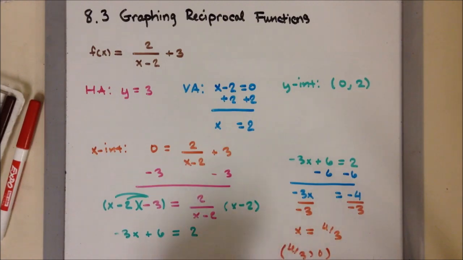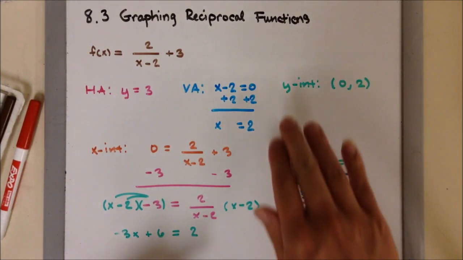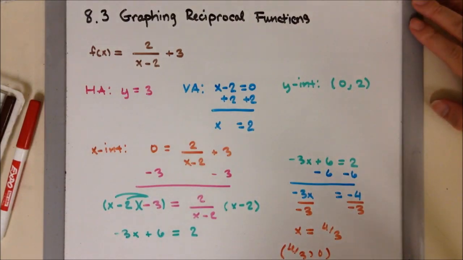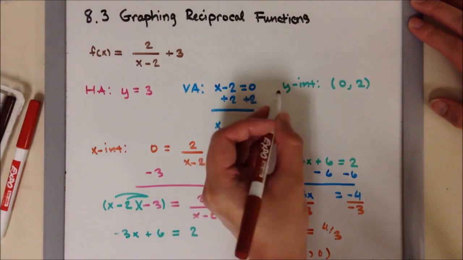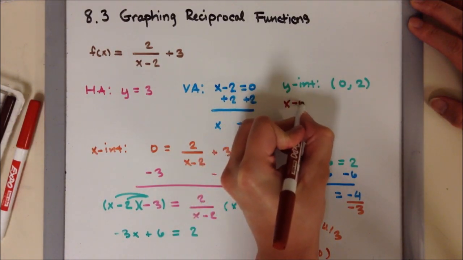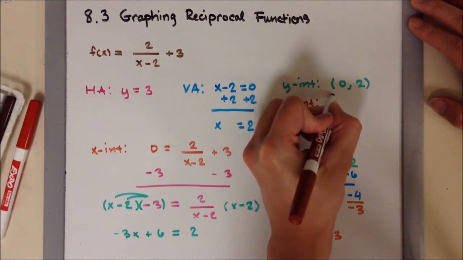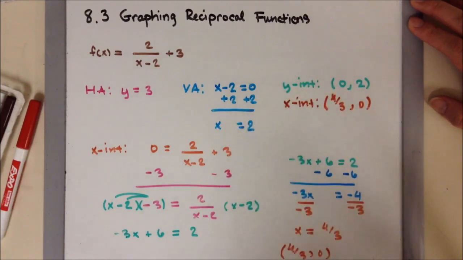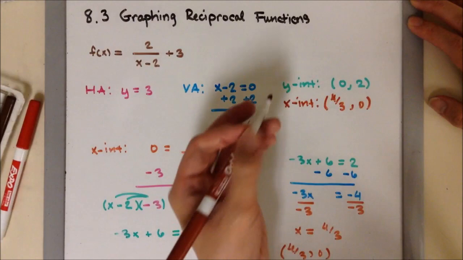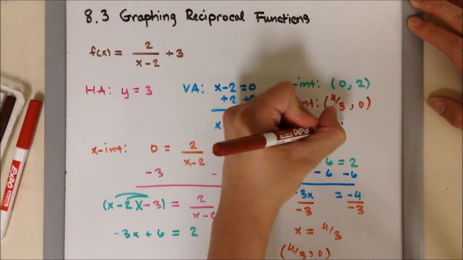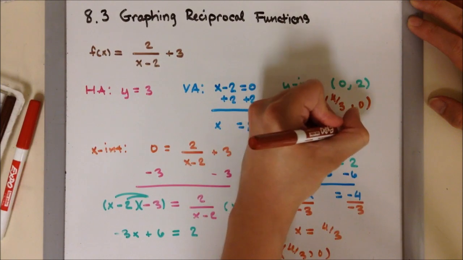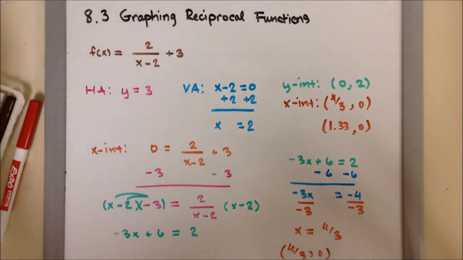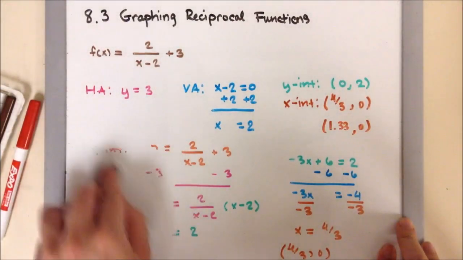That's my x-intercept. So what I'm going to do is write my information for the x-intercept over here so that I can have more room when I'm identifying transformation and domain and range. So my x-intercept is 4/3, or 4 over 3, 0. Now you can convert 4 over 3 into a decimal, which will be (1.33, 0). Alright, so let me erase so that I can make room for transformation and domain and range.